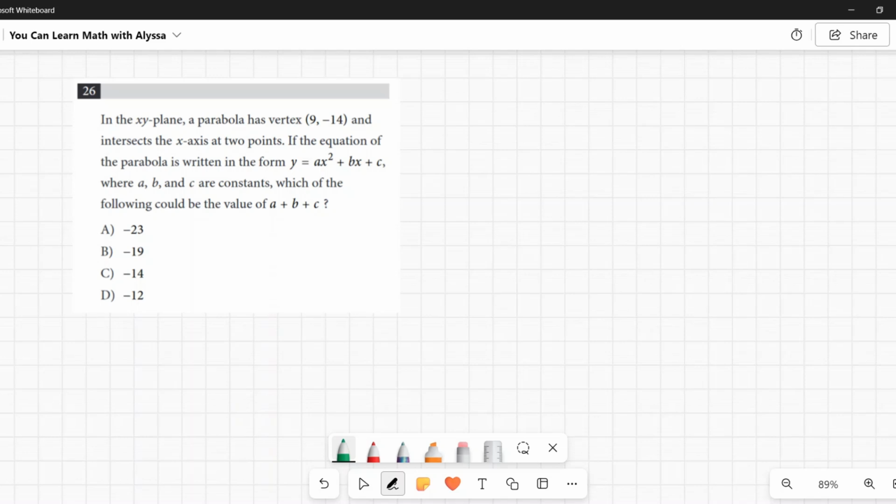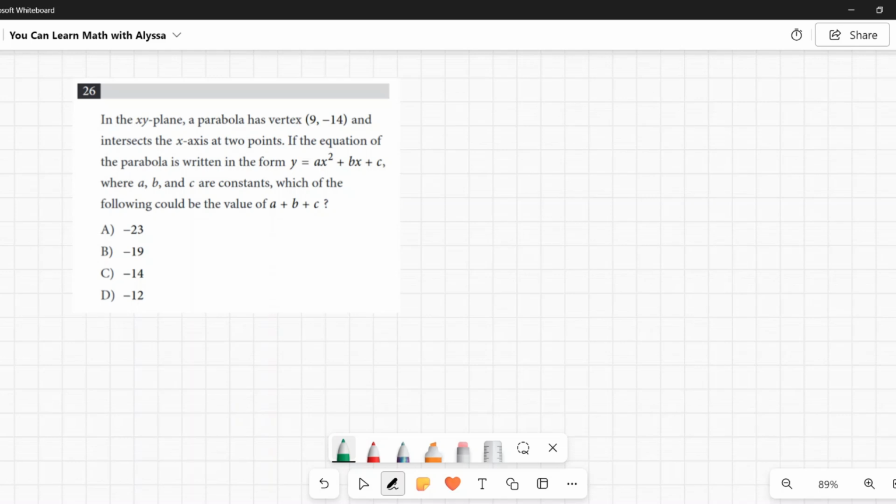The equation of the parabola is written in the form y equals ax squared plus bx plus c, where a, b, and c are constants. Which of the following could be the value of a plus b plus c? Okay, just get this out of the way.